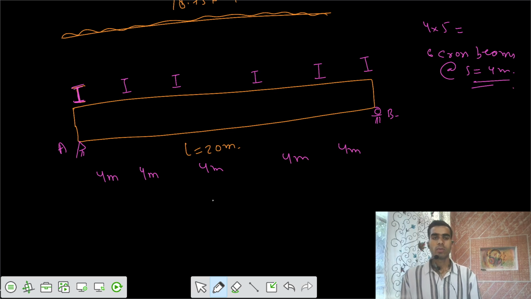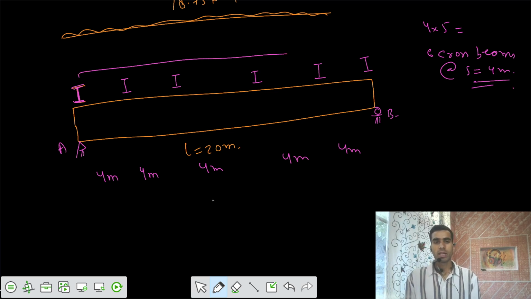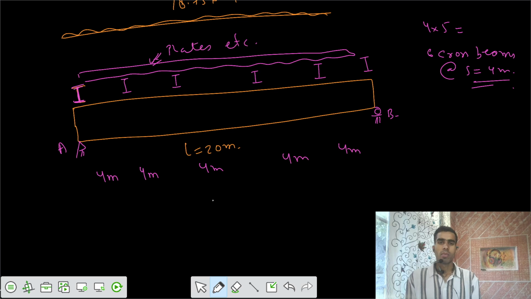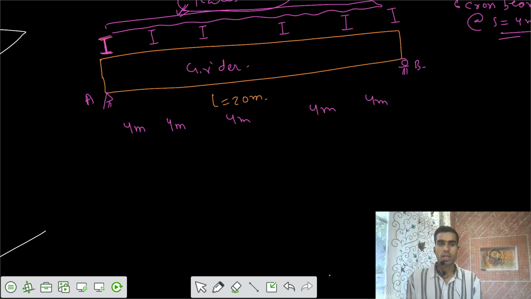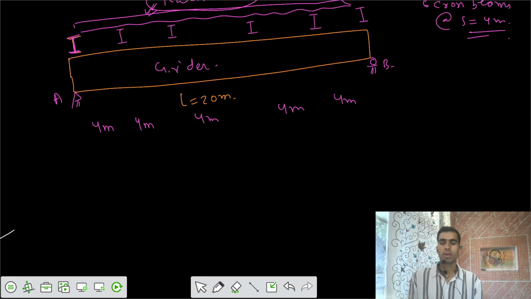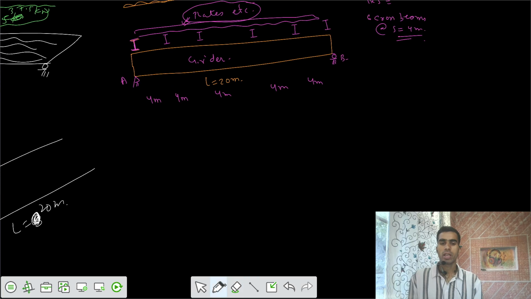So finally we got this one, and on the top we can have some plates. It's not that much of an issue. We have some extra plates, because we are talking about the girder. So we have to draw the ILD for that girder. Now for this girder, the problem is saying to get the reaction A. What is the ILD for reaction A?